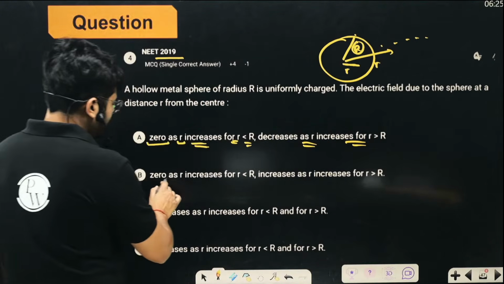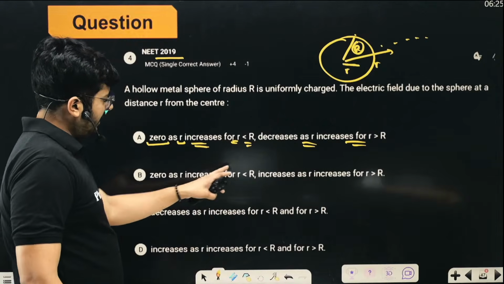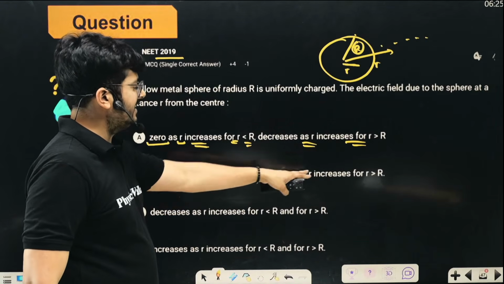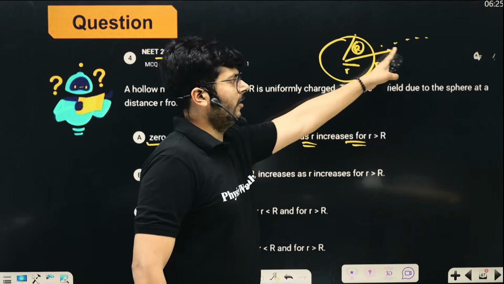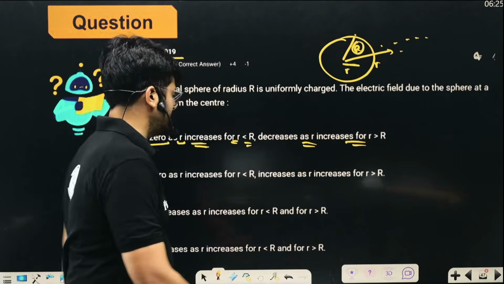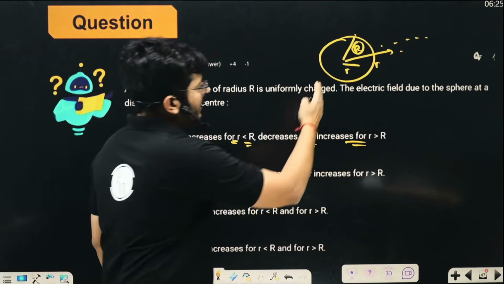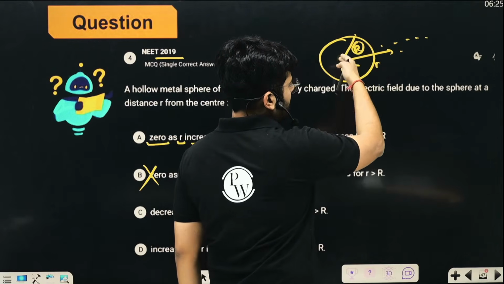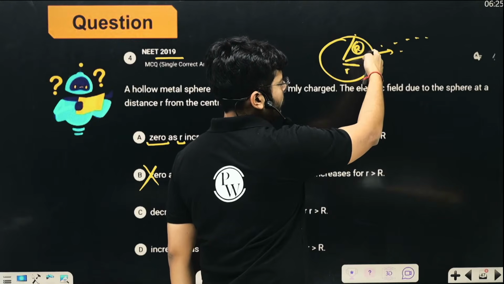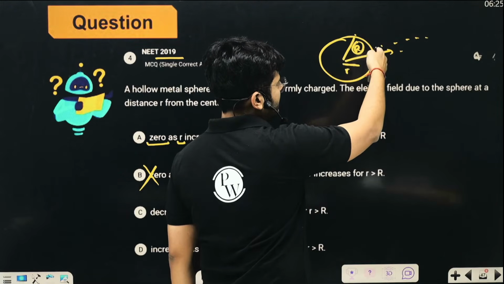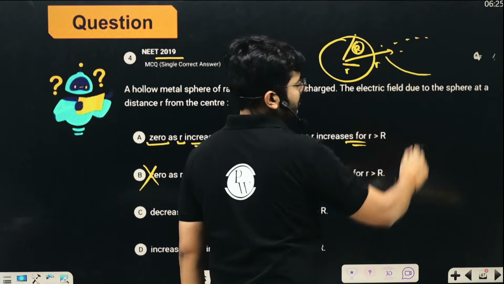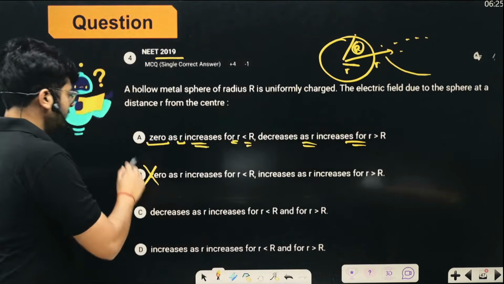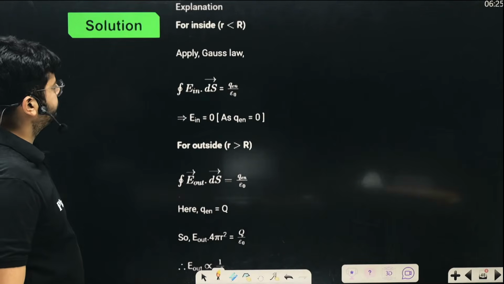And the second part says it is 0 for r less than R, and it increases as r increases for r more than R, beyond the sphere. We can say which is wrong, because you know that in this region the potential is the same, so there is no electric field from the center to over here, right? There is no electric field inside, and at any point beyond that the electric field reduces with the inverse square law. So option A is actually the correct option, right?